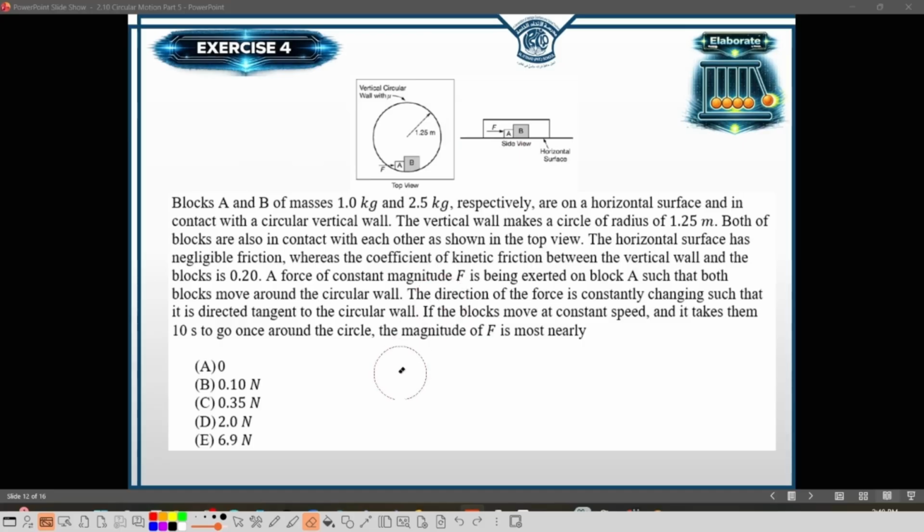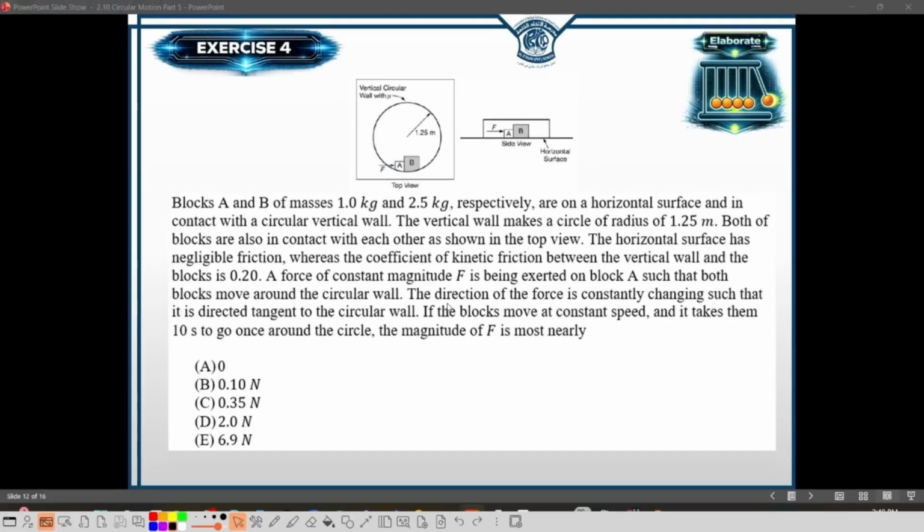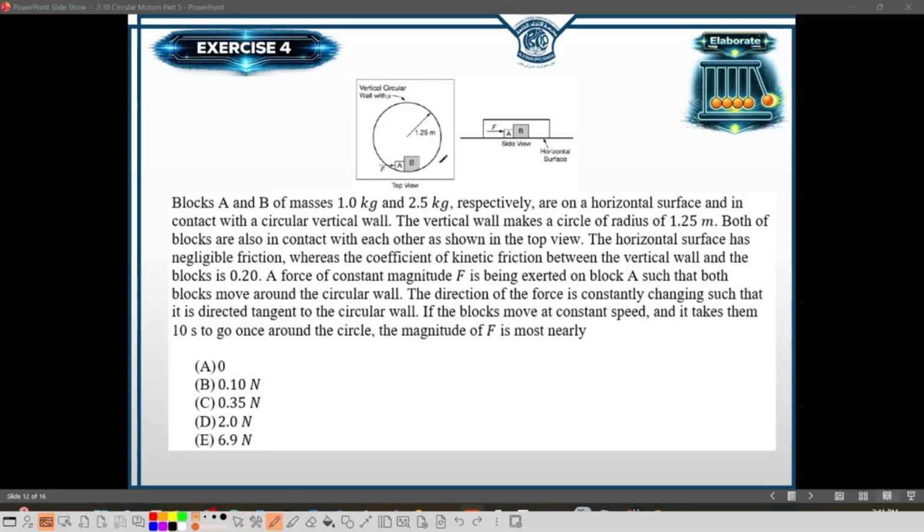Now, a force of constant magnitude F, so this is the force, is acting on block A such that both blocks move around the circular wall. The direction of the force is constantly changing, such that it's directed tangent to the circular wall. So it's not horizontal all the time. What is kept fixed is the fact that this force will always be tangent to the path.